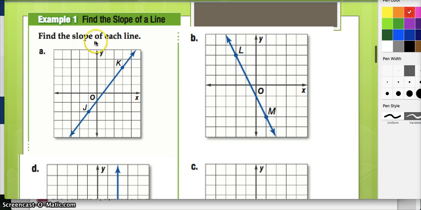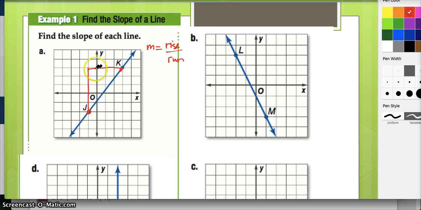Here in example 1, we're asked to find the slope of each line. If you remember, we talked about two specific ways of determining the slope of a line. The variable that we use is m. We talk about rise over run. What this means is, if I take 2 points, they gave us 2 points, I need to figure out how high up and over I go to get from one point to the next. So I'm going up and over.